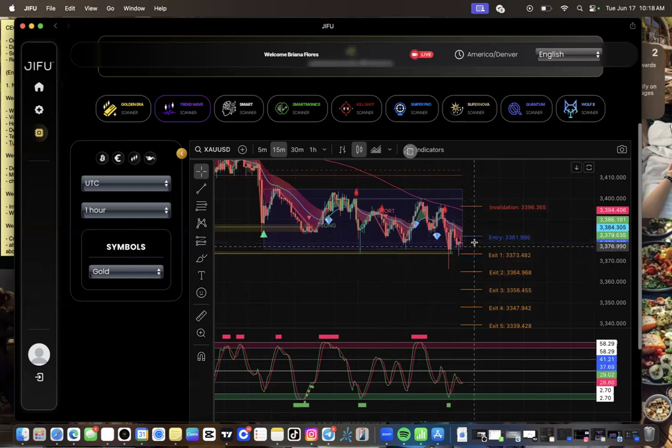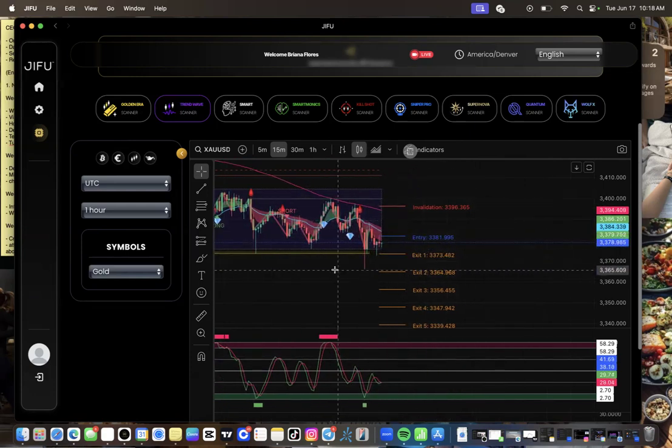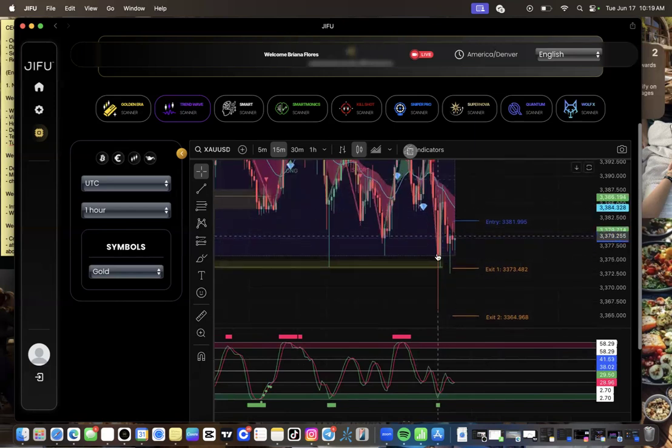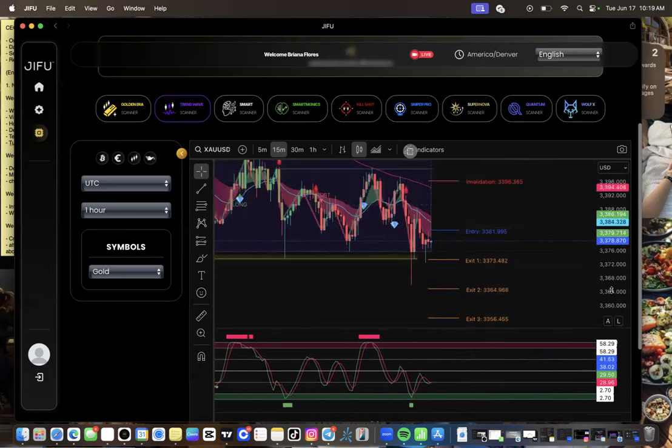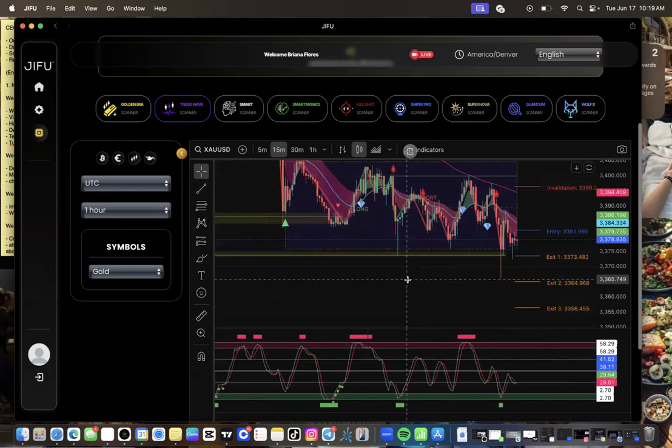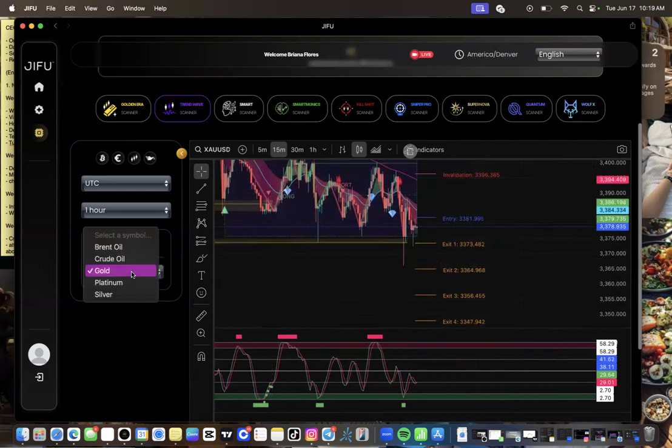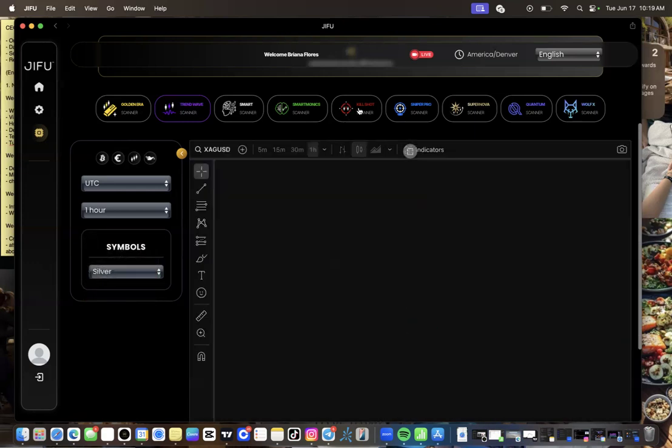Even if it were up at entry, I most likely wouldn't take it just because it already rejected right here. You can see it went down and boom, shot back up with that huge wick right there, as you can see. But once again, other strategies might take this. I personally would not. All right, let's look at silver because I also trade silver.